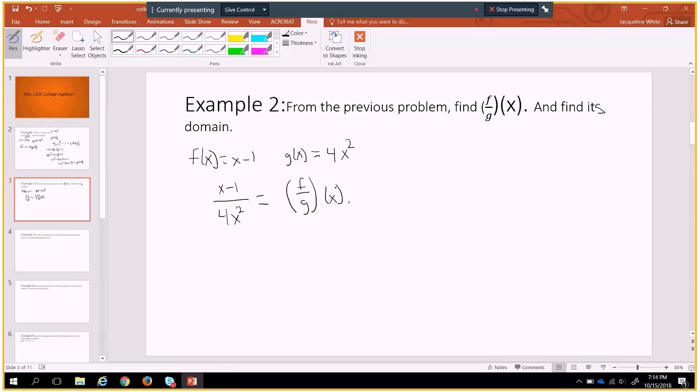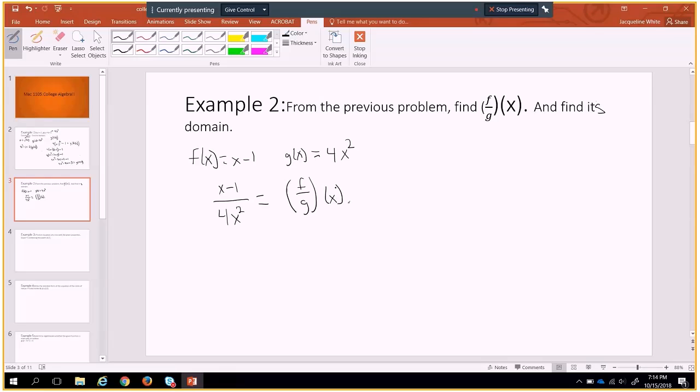Then it asks you to find its domain. To find its domain, we want to see any trouble points that this function might have. One thing that stands out is our denominator. What do we never want our denominator to be?